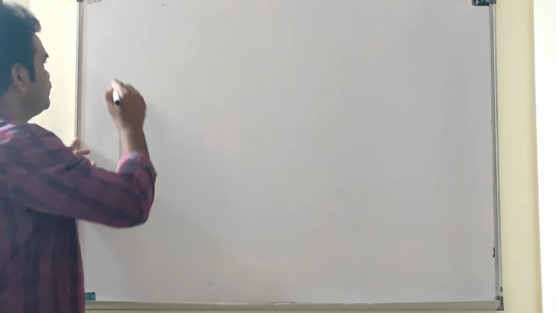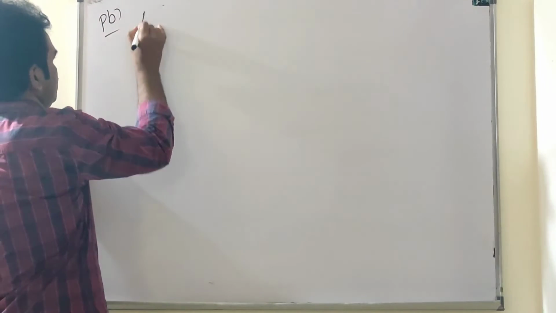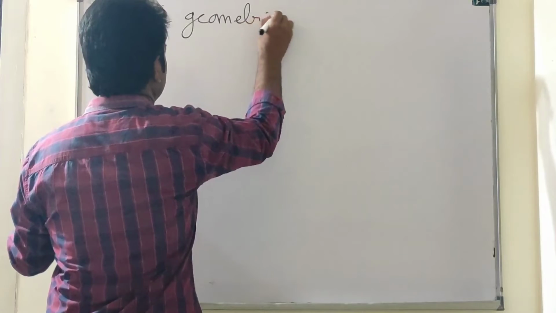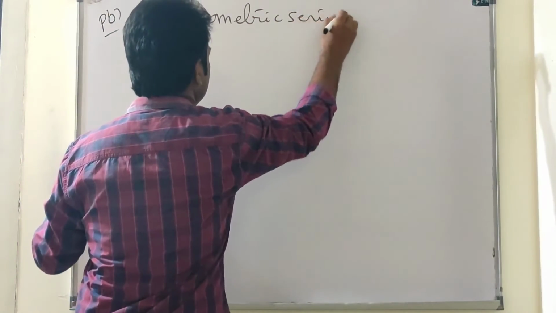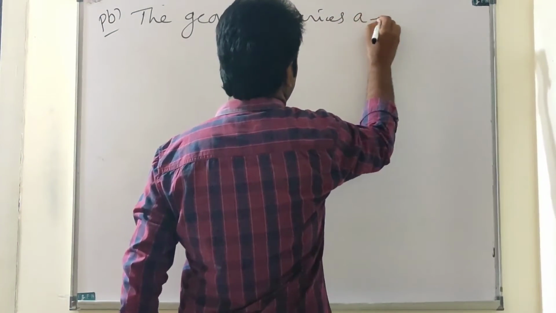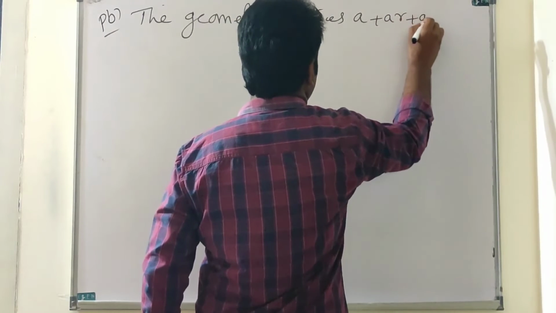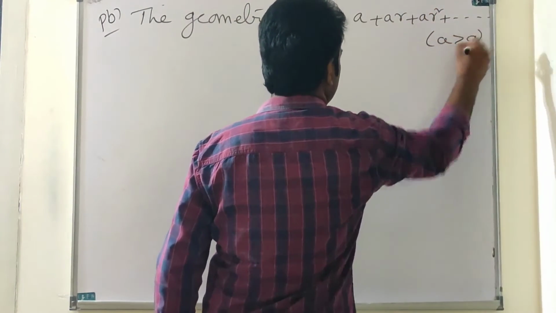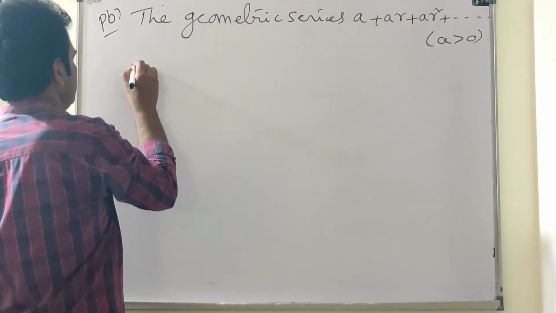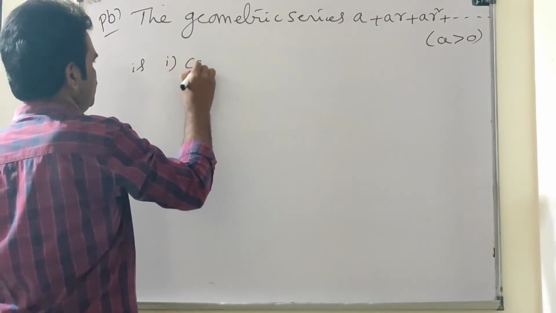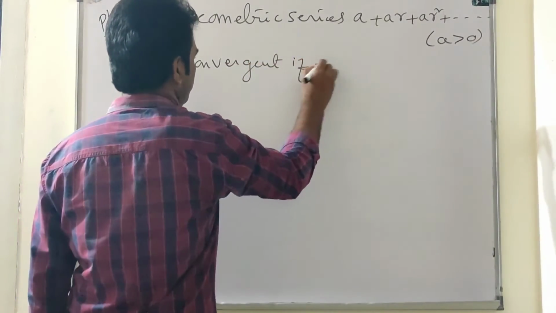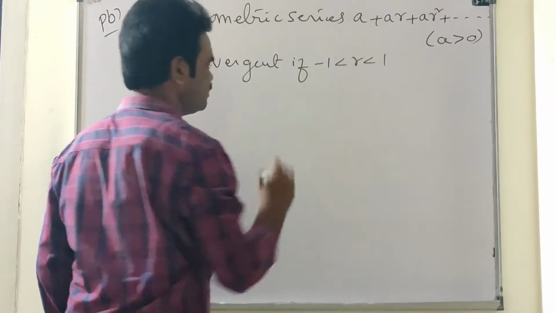Next problem. The geometric series a plus ar plus ar square plus and so on, where a is greater than 0, is convergent if minus 1 is less than r less than 1.